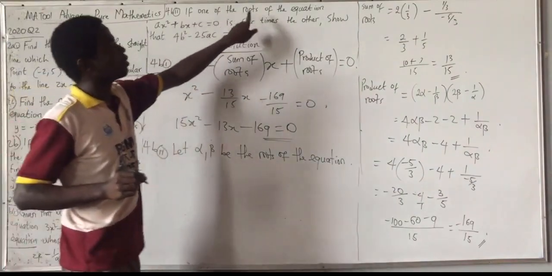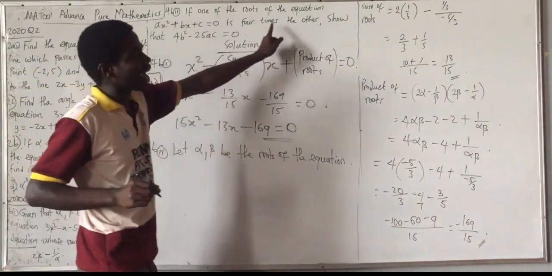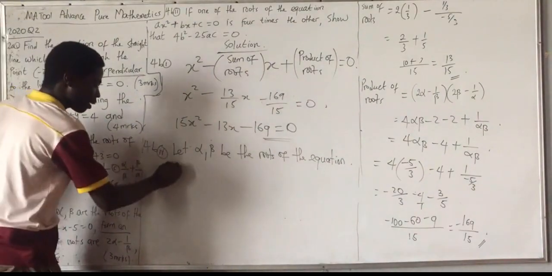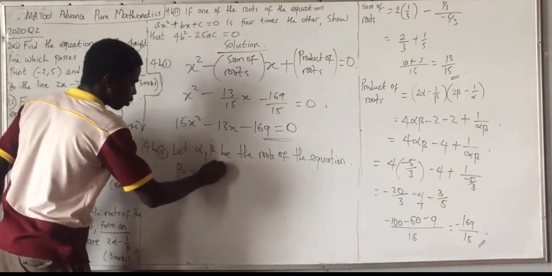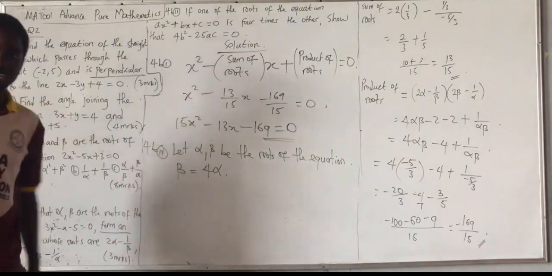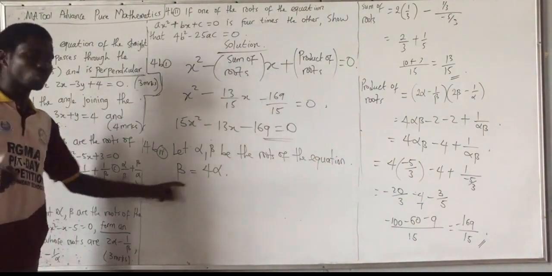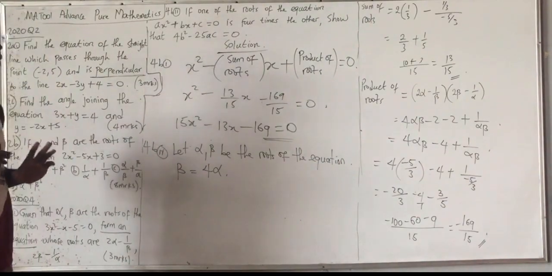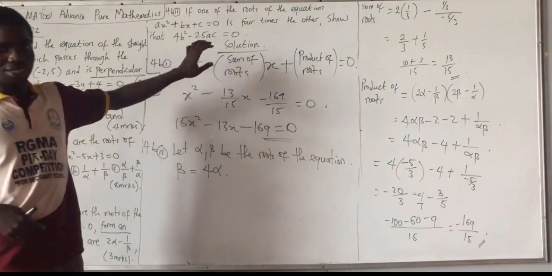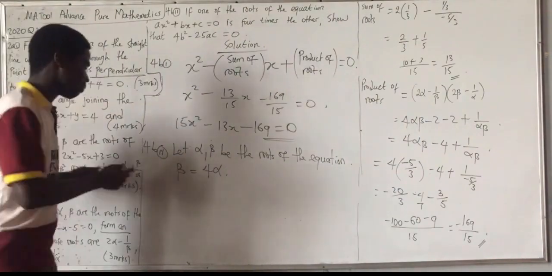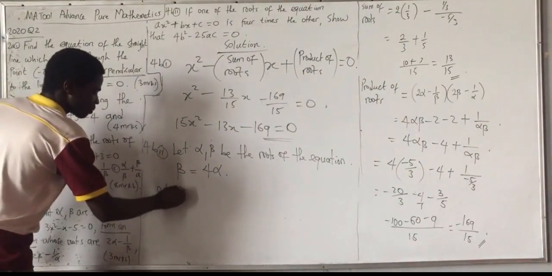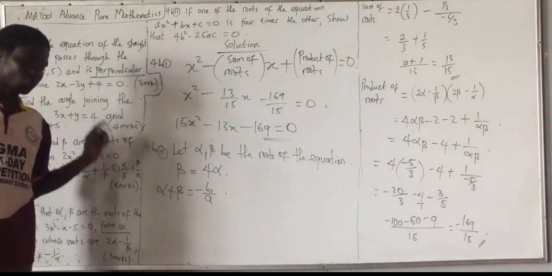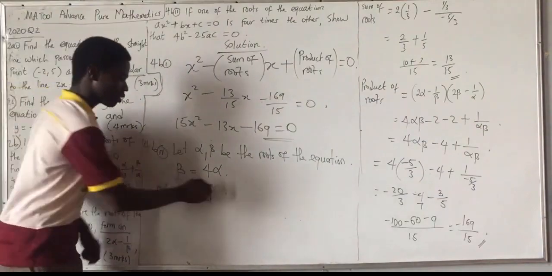So if one of the roots of the equation is 4 times the other, that means that if alpha is one of the roots, then beta is equal to 4 times alpha. Do you understand? Beta is equal to 4 times alpha. Take note of that one first. Now, what will happen? They ask me to show this. Now, what is alpha plus beta? Alpha plus beta is minus b over a. You need to know this, of course. You know that before. This is c.